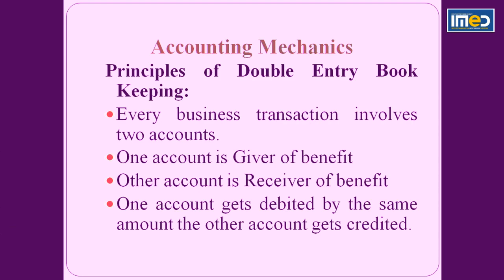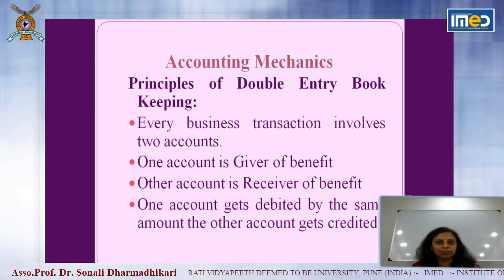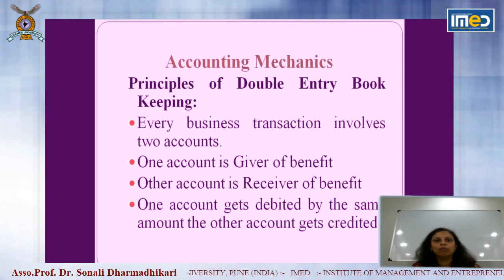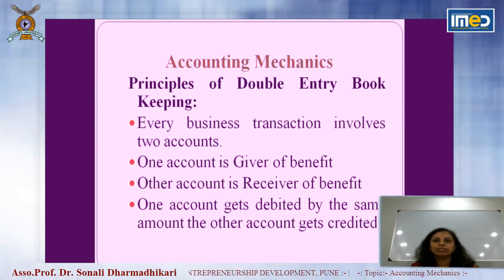So you have to always think from the business point of view. When the business is giving something, it is receiving something, and when the business is receiving something, it is giving something. This is called the principle of bookkeeping, that is, double entry bookkeeping. So two accounts are involved. One is the receiver of benefit, the other is the giver of benefit. On this basis, one account gets debited and by the same amount the other account gets credited. The same amount entry we will pass in the journal for any business transaction.